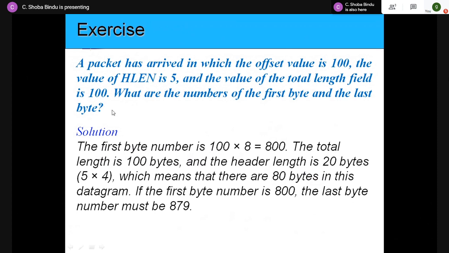So the starting byte is 800. Then what will be the last byte? So in total it is carrying 80 bytes here, 100 minus 20. So the data is 80 bytes. The first byte is 800, and hence the last byte will be 1 less than 880. So that will be 879. That is the address of the last byte, as it is carrying 80 bytes here.